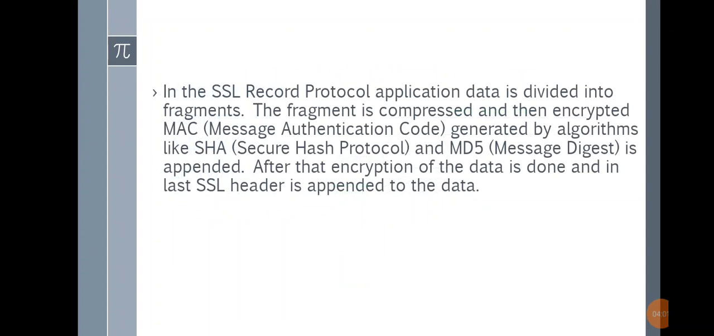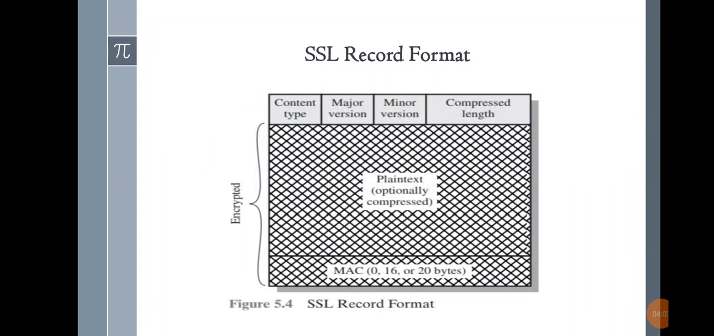And this is an SSL record format, where the first 4 columns constitute the SSL header. The SSL header should be added at the beginning of the cipher text. The plain text and MAC are in encrypted form. We already discussed that the MAC should be added at the end of the data, and the SSL header should be added at the beginning of the encrypted data. This is the format of an SSL record.